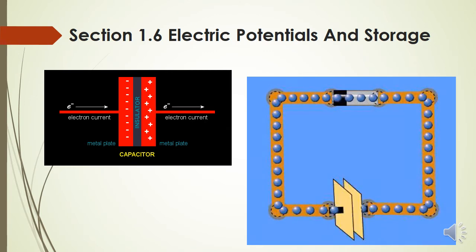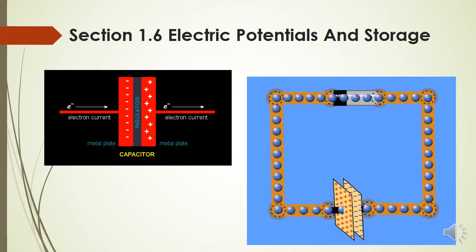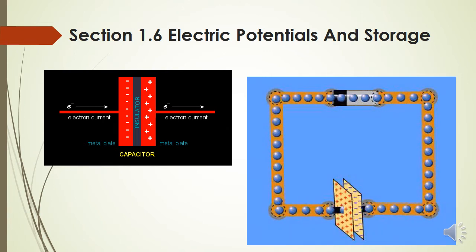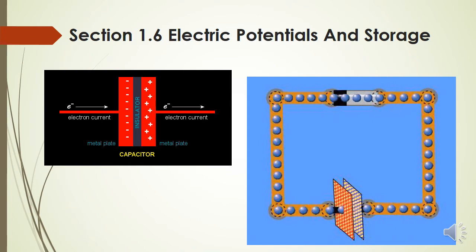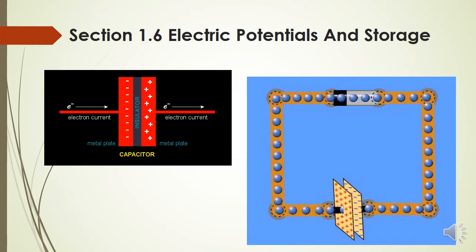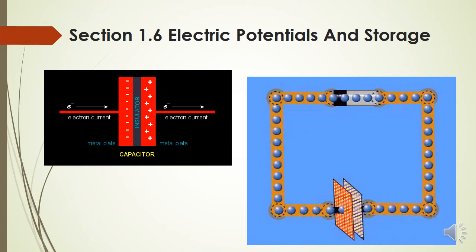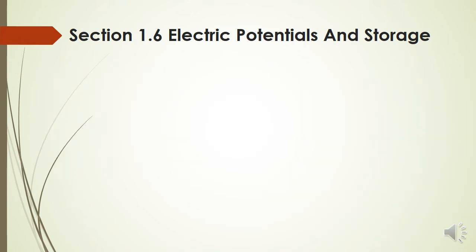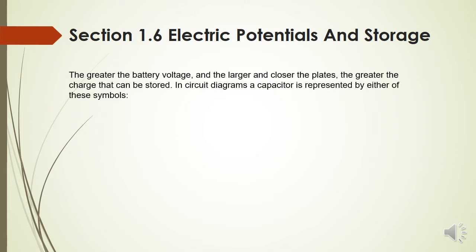The charging process is complete when the potential difference between the plates and the potential difference between the battery terminals are equal. So the greater the battery voltage and the larger and closer the plates, the greater the charge that can be stored in this capacitor. In a circuit diagram, a capacitor is represented by either of these symbols.